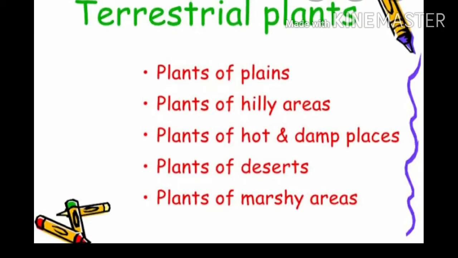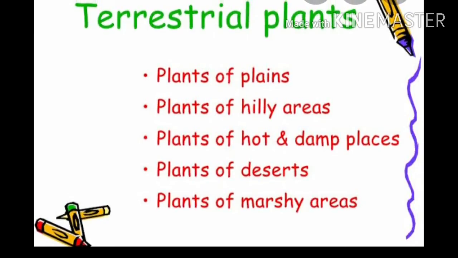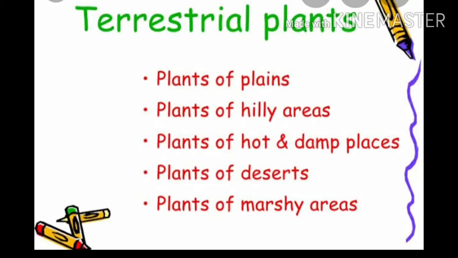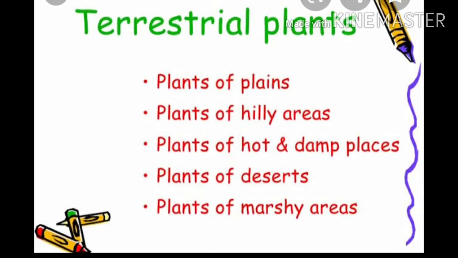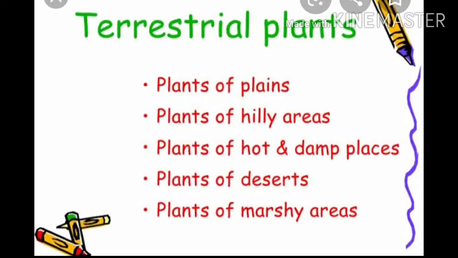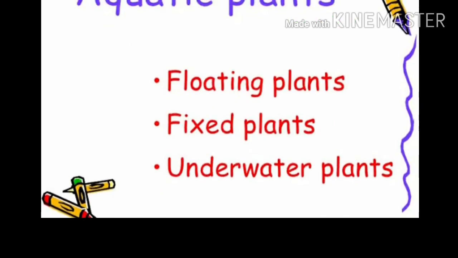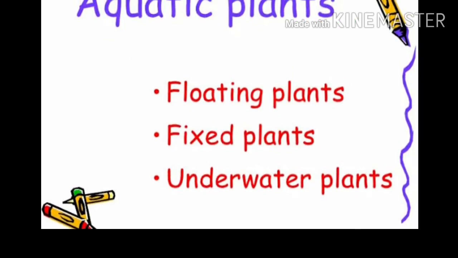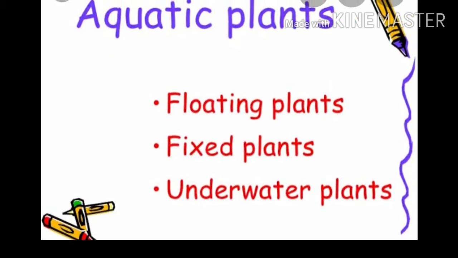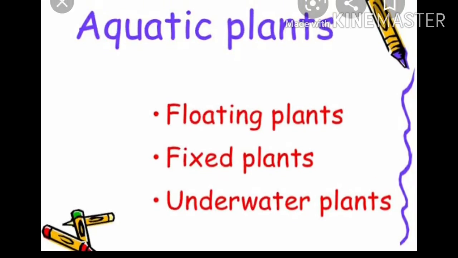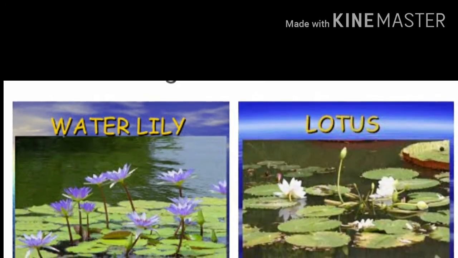The habitats found on land are called terrestrial habitats. These include plains, cold and snowy mountains, marshy areas and deserts. The habitats in water are called aquatic habitats. Ponds, lakes, rivers and seas are aquatic habitats.